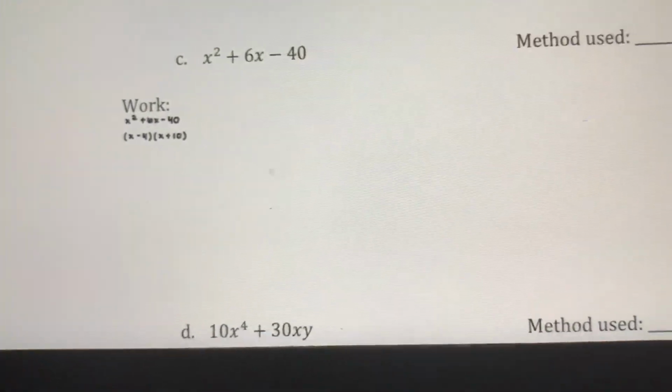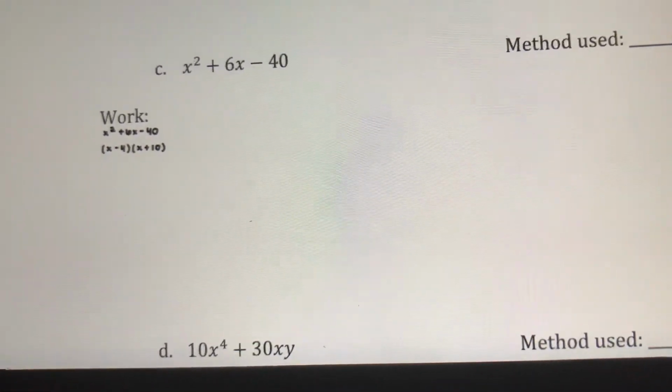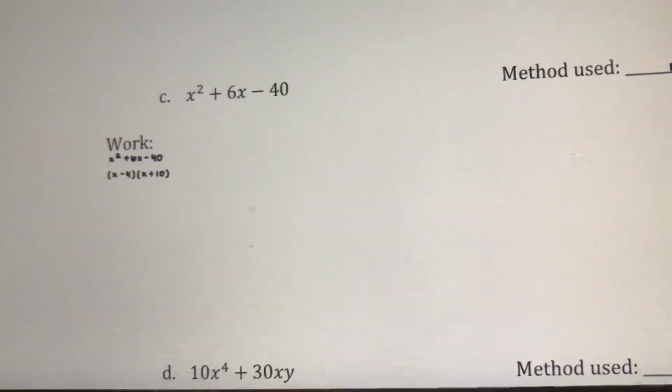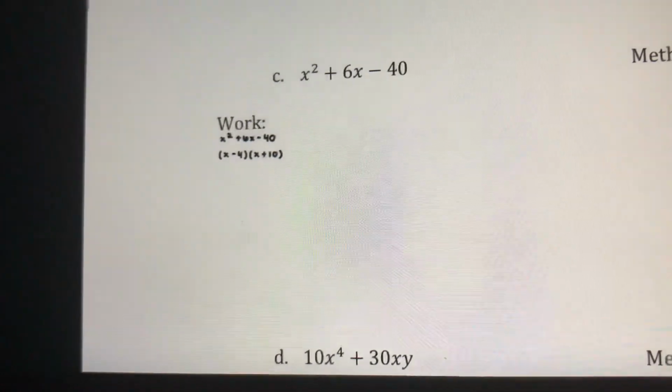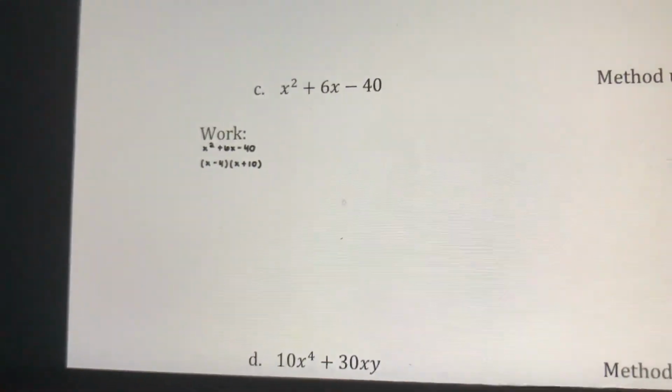For 1c, I used the eyeglass method. First, you'd have to rewrite your expression, and then form your double bubble, and then finally factor to get, in parentheses, x minus 4, and then in parentheses, x minus 10.